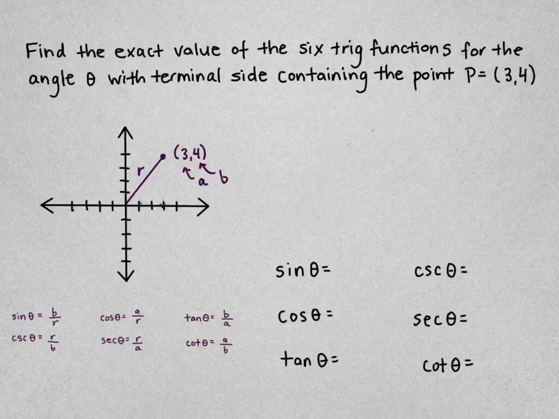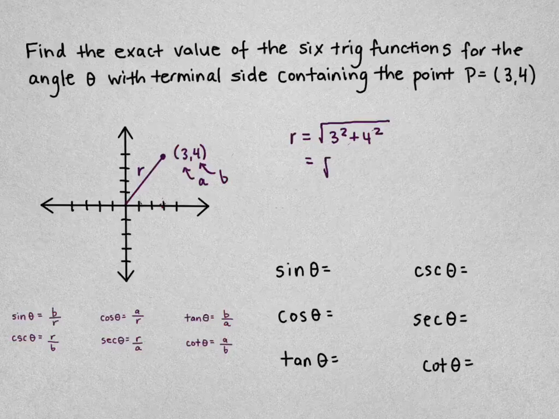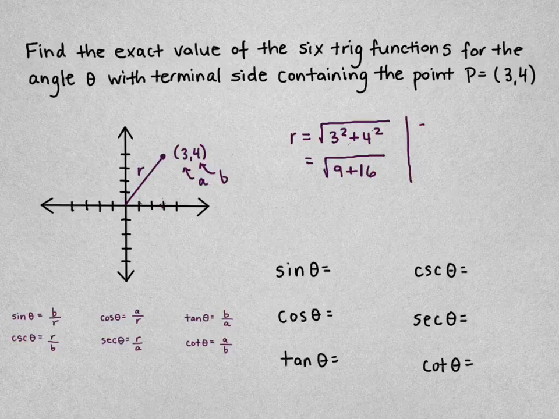Well, we use the relationship we just solved for. We get R is equal to the square root of 3 squared plus 4 squared to find this value, and that's going to be 9 plus 16. And then if we keep solving, we'll get the square root of 25. We get that that's just equal to 5.